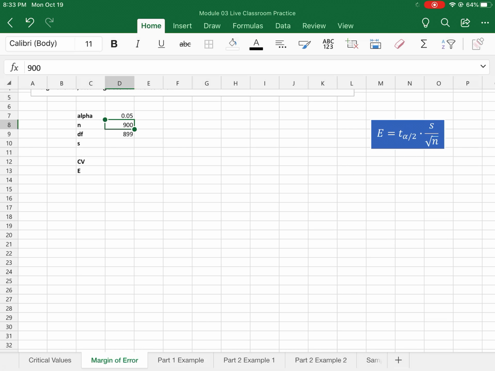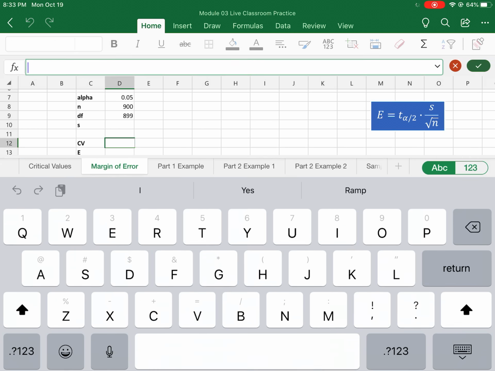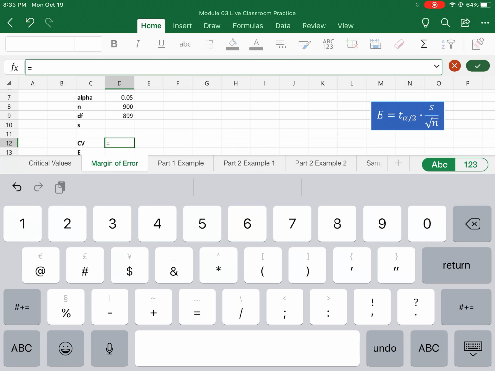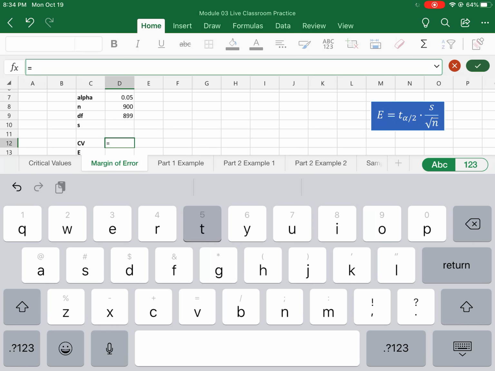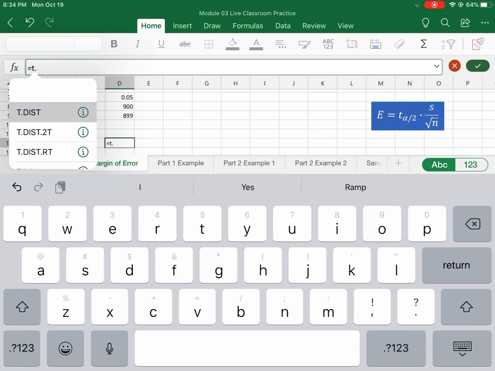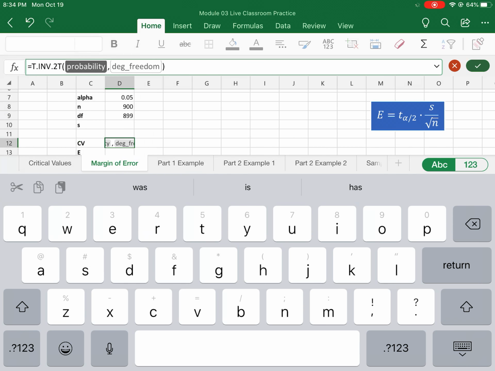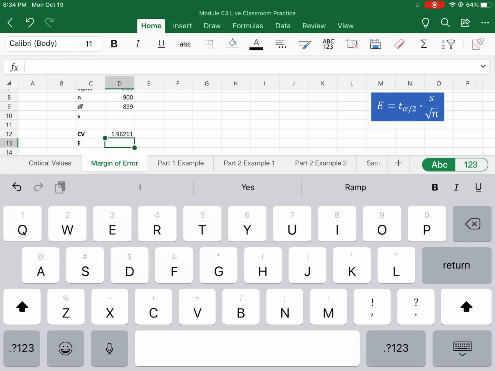Okay. And now I'm going to find my critical value. So again, I'm just doing the same things we did with that first example. So equals t dot, okay, here it is. Again, that probability is that alpha, and my degrees of freedom. I'm going to go ahead and put that in, hit enter. Okay, so I get 1.96.